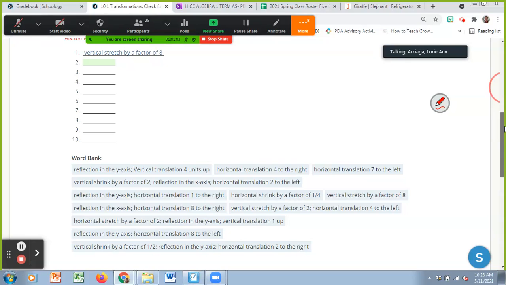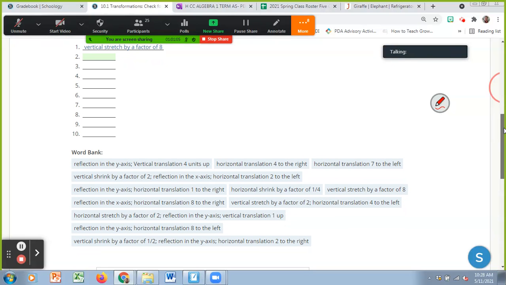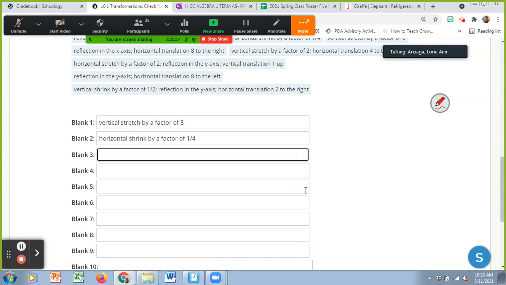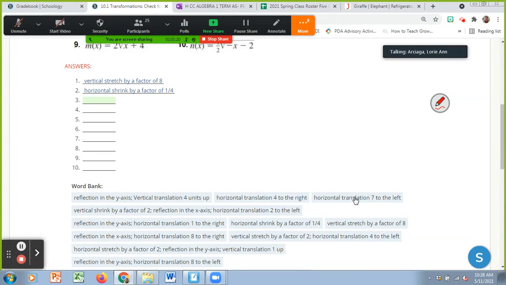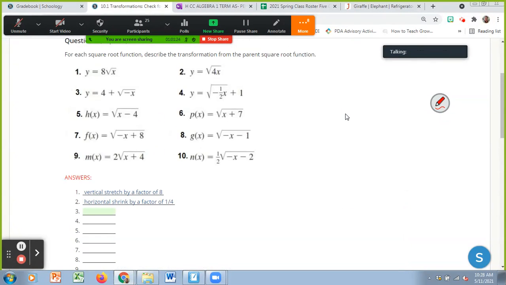And I can't find it. Did you see it? Oh, yeah, there you go. Man, I missed that. Okay, horizontal shrink by a factor of 1/4. All right. Okay, next. Oh, I don't see the problem. Okay, I've been talking too much. Now you do it. Number 3. Write in the chat pod. What are you going to look for? Number 3.